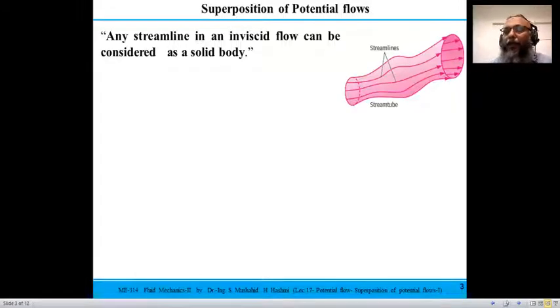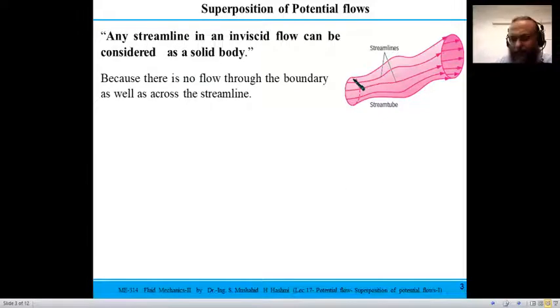Any streamline in an inviscid flow can be considered as a solid body. As you see, you have a bunch of streamlines, which follow certain paths, and the lines are going parallel to each other, so there are no two streamlines which are crossing or intersecting each other. Since there is no flow taking place across the boundary of the streamline, there is no cross flow. Because the dominant direction of the flow is in the streamline direction, there is no cross flow, and it is a peculiar feature of inviscid flow, where viscosity effects are not considered, and that streamline would act as a solid body.